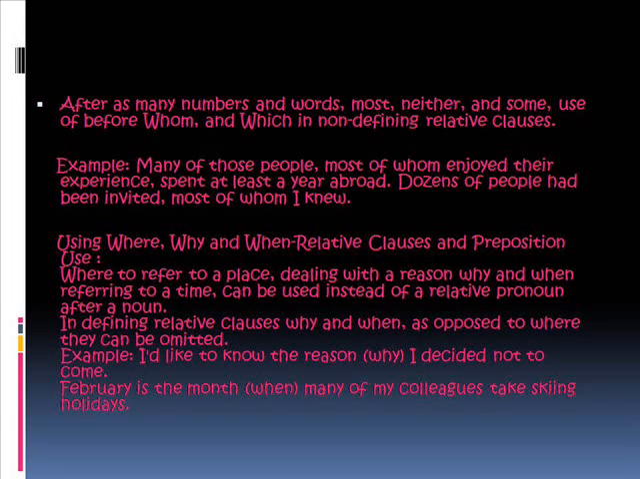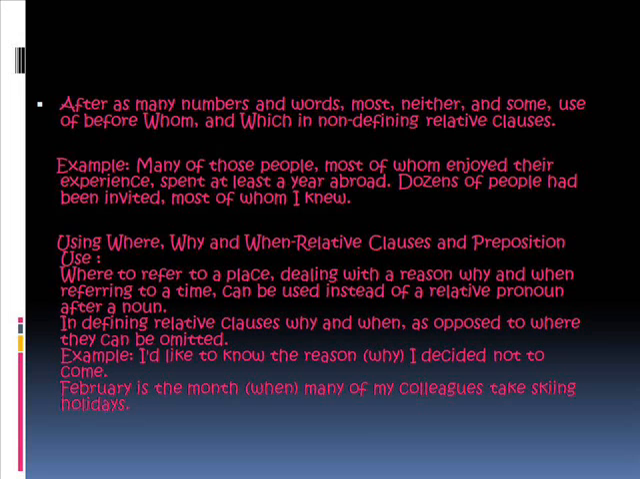After numbers and words such as many, most, neither, and some, use of before whom, one, and which in non-defining relative clauses. Example: Many of those people, who enjoyed their experience, spend at least a year abroad. Dozens of people have been invited with their whole families.